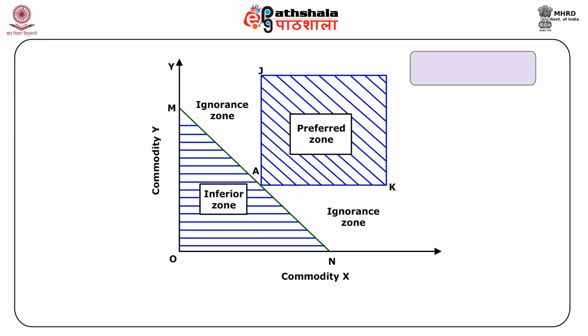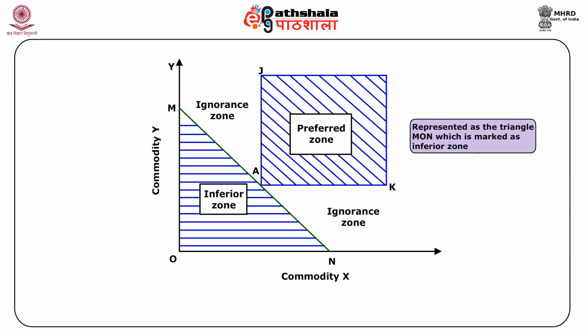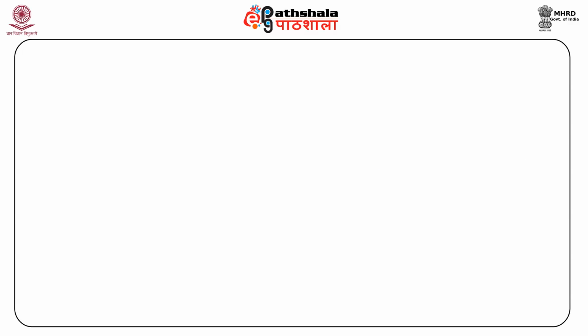For this, let us assume that the consumer reveals his preference for basket A over the others on the budget line MN. Moreover, all the bundles lying below the budget line are inferior to him and thus not preferred by him, as they all are cheaper than A. This is represented as the triangle MON, which is marked as the inferior zone.